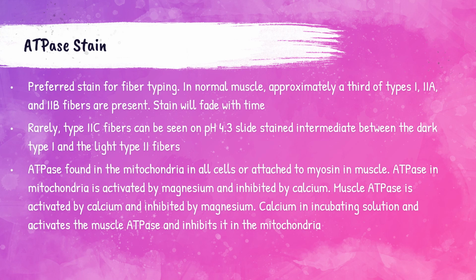ATPase is found in the mitochondria of all cells or attached to myosin in the muscle. So ATPase in mitochondria is activated by magnesium and inhibited by calcium. Muscle ATPase is activated by calcium and inhibited by magnesium. So it's different in the mitochondria versus in the muscle. Calcium in the incubating solution activates the muscle ATPase and inhibits it in the mitochondria.